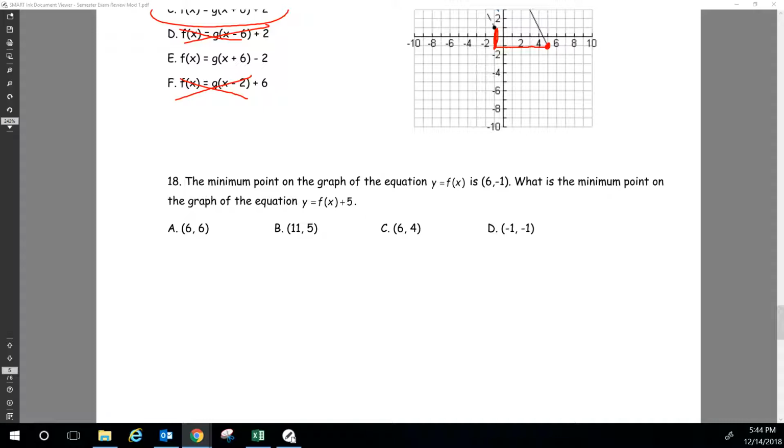Well, like I said before, this plus 5 is a vertical shift, so it's only going to affect the y value. So I know the x value is going to stay the same, which means it's not B and it's not D. And for my y value, it's going to add 5 to it. So I'm going to take this -1 and add 5 to it. -1 plus 5 is 4, so the answer would be C.